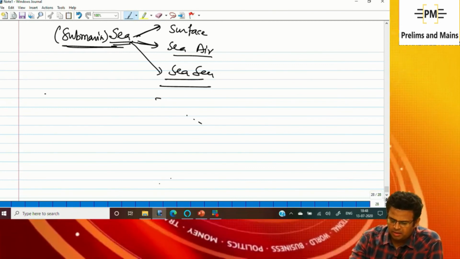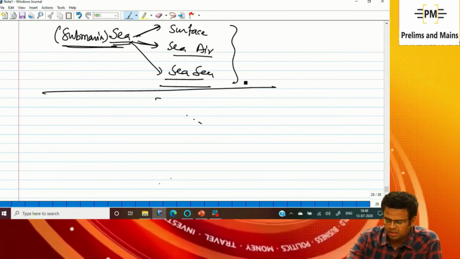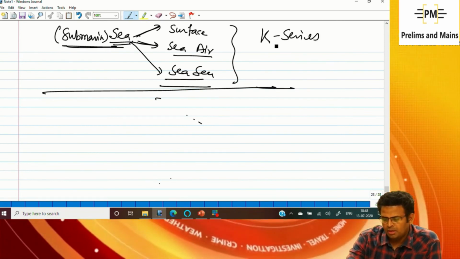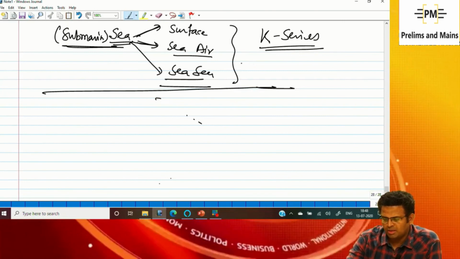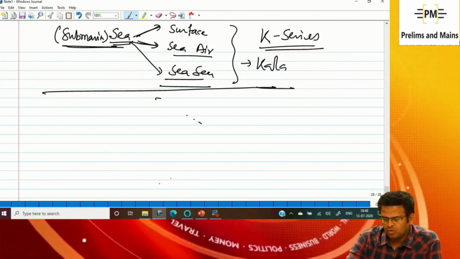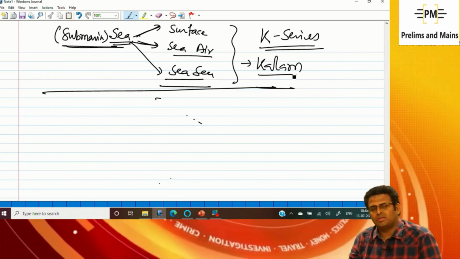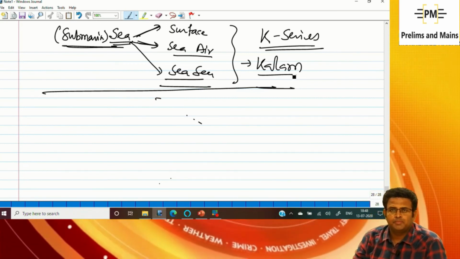And here we have one, we know that it is the K series. K series is also known by the name of Kalam. Who is considered the missile man of India, you know that. Who is considered the missile man of India?